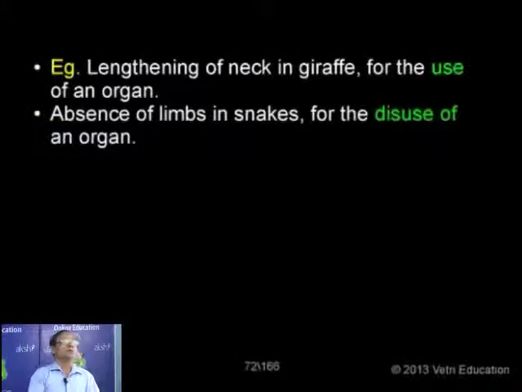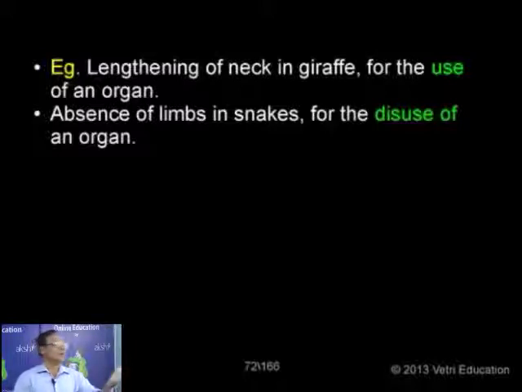Now, he has given some examples. The lengthening of the neck in the giraffe: the organ, the neck, has been used continuously. That is why the organ has increased in size and also increased in its efficiency. So this is one example. And also, for example, when a blacksmith is using his muscles, ultimately the muscle develops more and more and increases in efficiency, according to Lamarck.